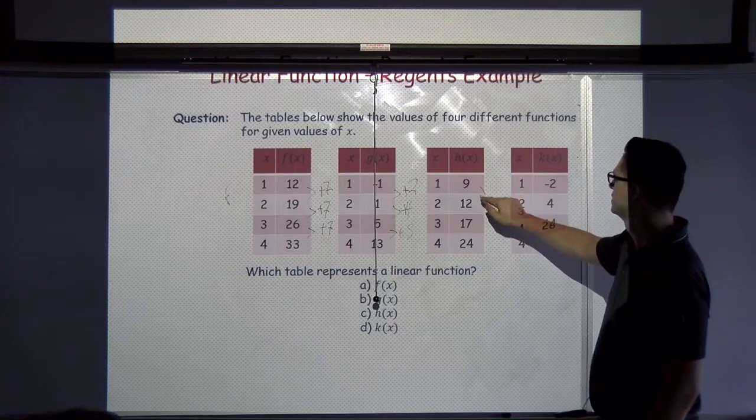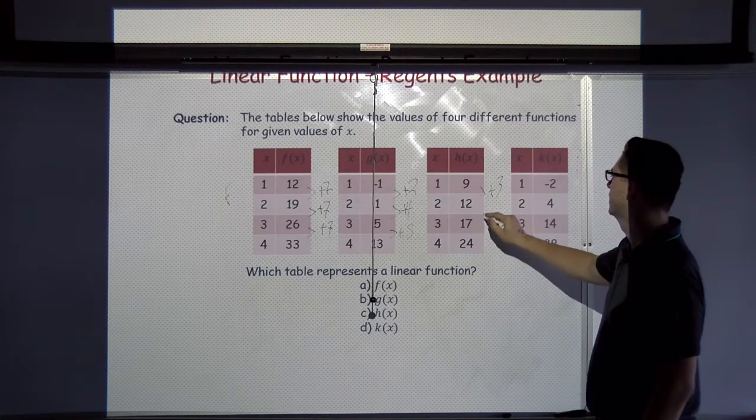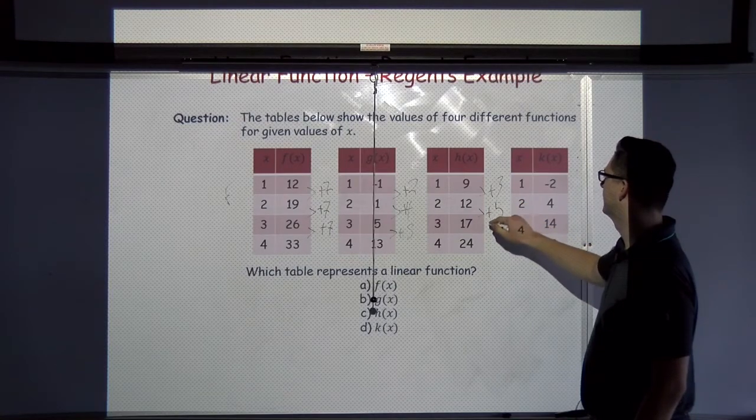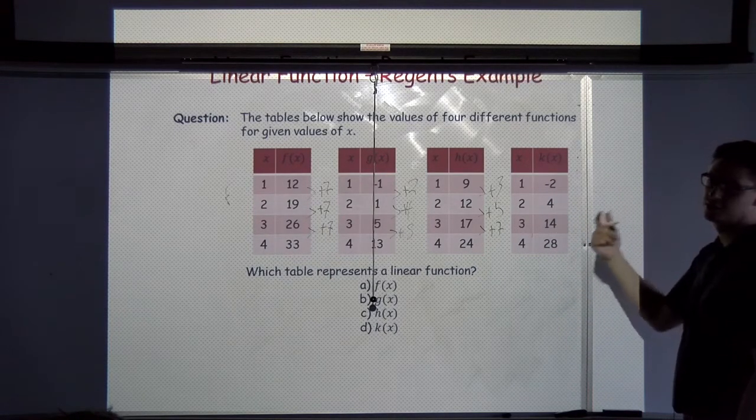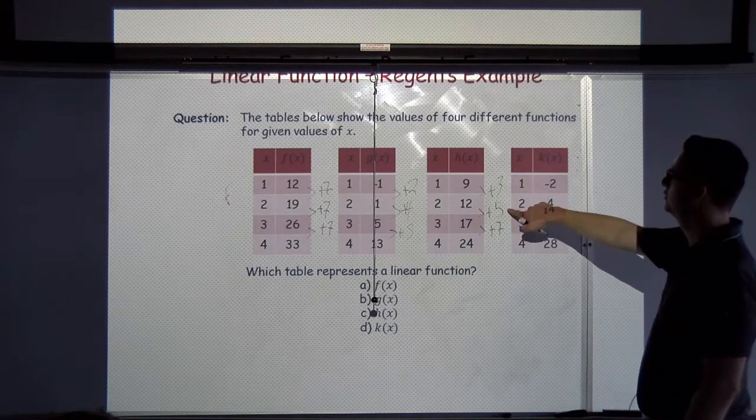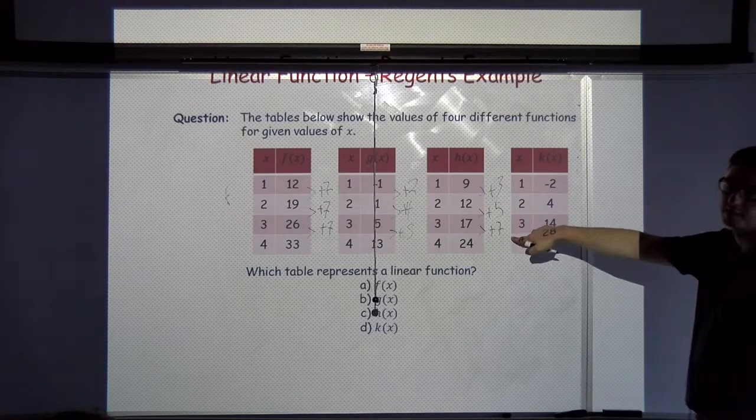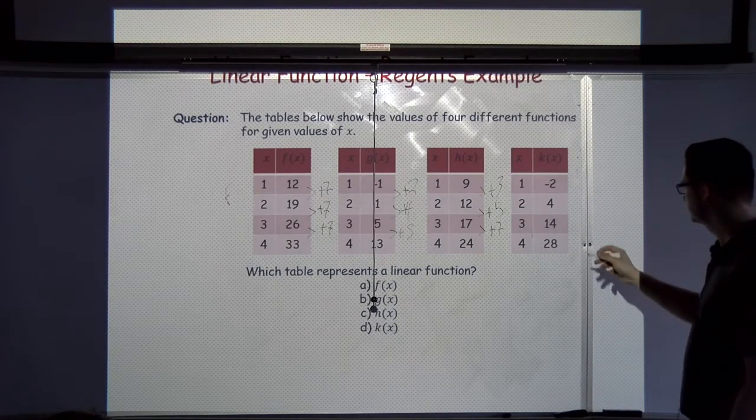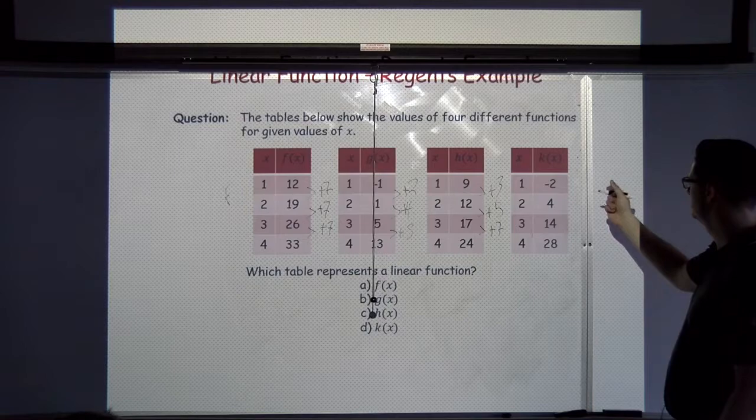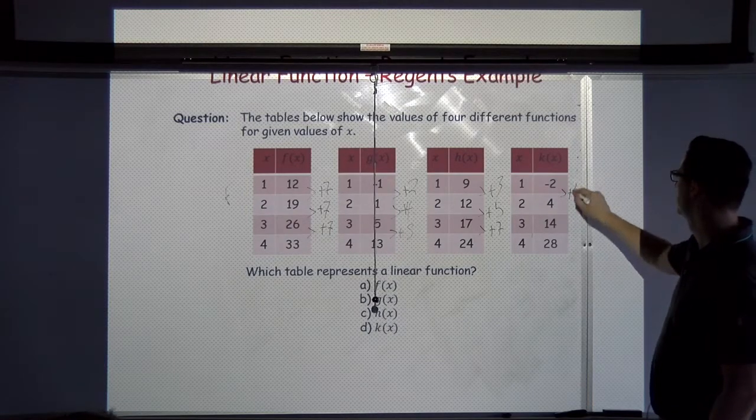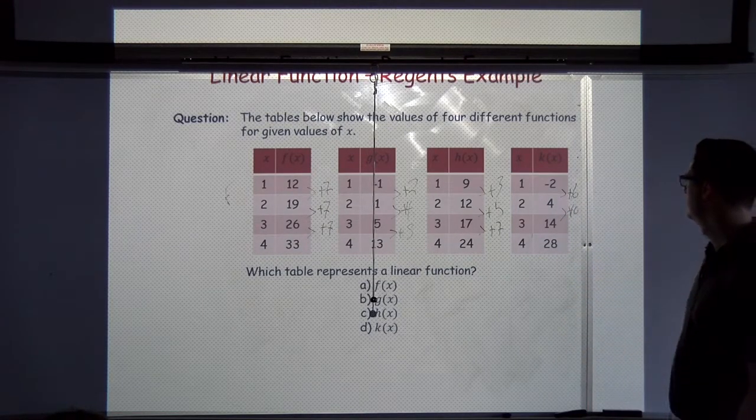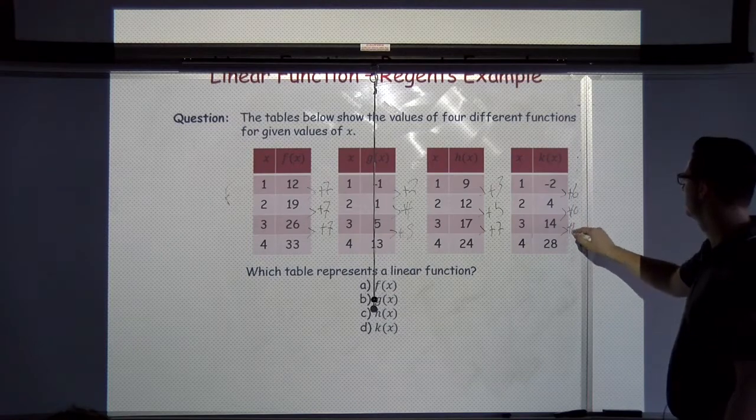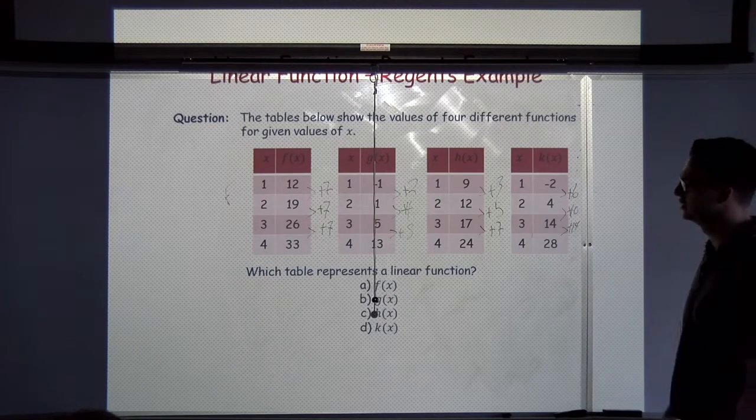Coming across to our third choice, we add 3 from 9 to 12, from 12 to 17 we add 5, and from 17 to 24 we add 7. So once again, we're increasing each change by plus 2: a plus 3, add 2 to get plus 5, add 2 to get plus 7. Our last choice has negative 2 to positive 4, which is plus 6. 4 to 14 is plus 10. 14 to 28 is plus 14. So this also isn't a linear function.